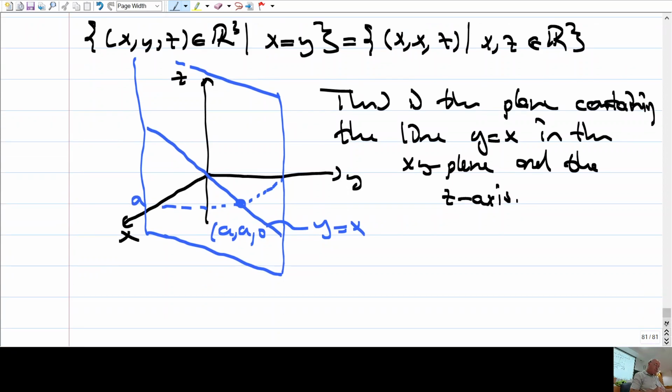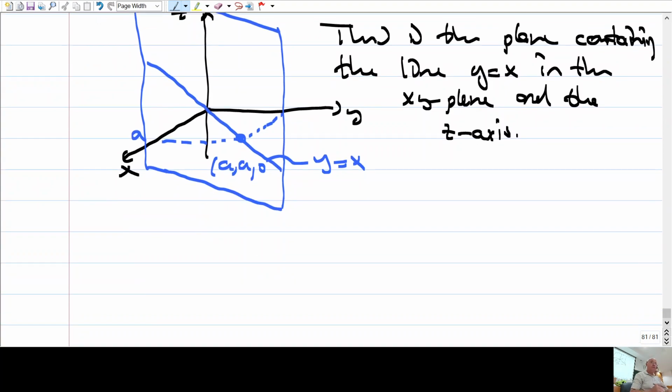Okay. If this is the first time you see three space, I mean coordinate system R3, you might have some difficulty visualizing equations and surfaces and so on. You should just spend some time thinking about these. Then you get used to it.